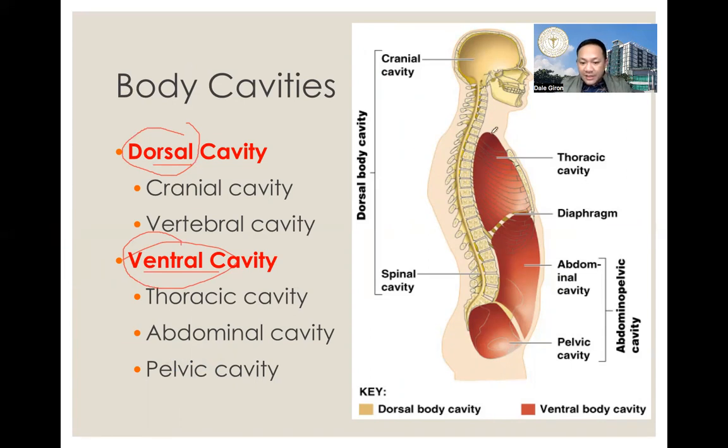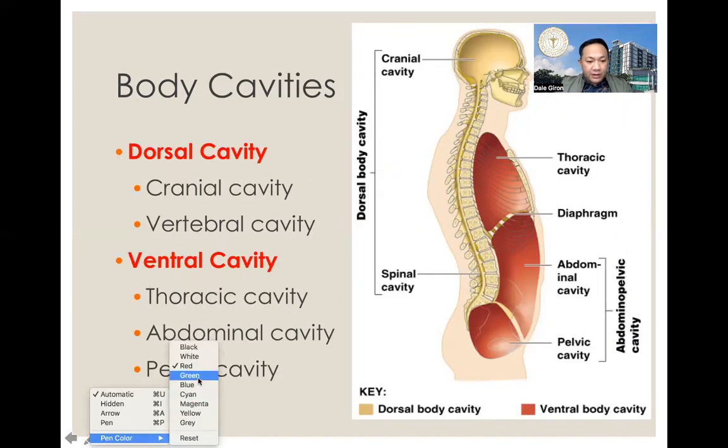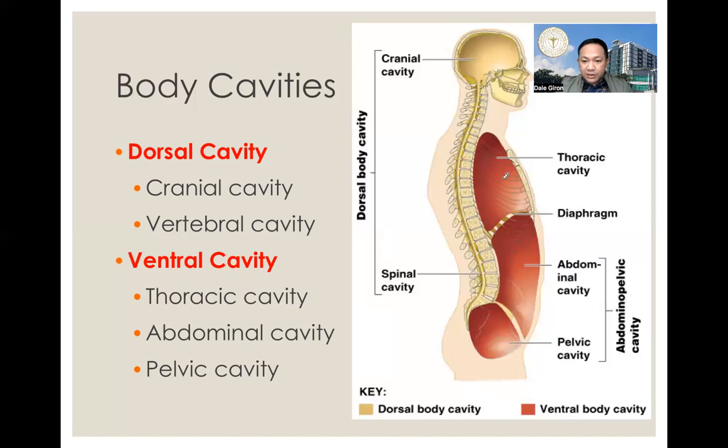Now, if this is the human body na naka-side, kitang-kita mo agad kung ano yung nasa harap at ano yung nasa likod, right? Now, for the dorsal cavity, we have number 1, your cranial cavity and your vertebral or spinal cavity. So, dalawa lang sa dorsal cavity. When we say ventral cavity, there are 3. These are the thoracic cavity, the abdominal cavity, and the pelvic cavity.